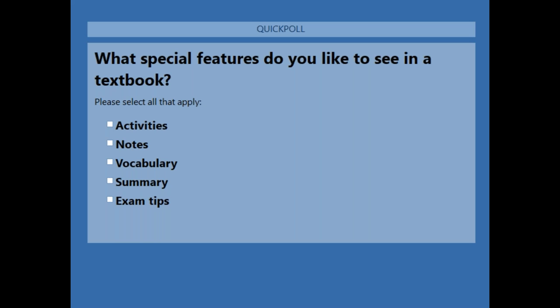So everybody's favorite seems to be exam tips. That's 100% thus far. Activities are quite highly ranked, vocabulary as well. It seems like summary is not that important to you, because only 30% have elected summary as their choice. So just over half of you have made your selections. I'll give you another minute for the rest of you to catch up or to make your decision.